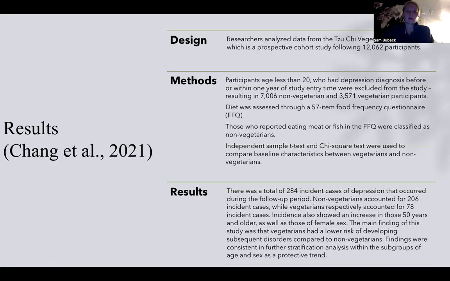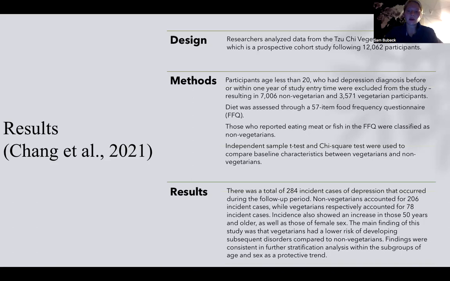The diet was assessed through a 57-item food frequency questionnaire, also referred to as FFQ. Those who reported eating meat or fish in the FFQ were classified as non-vegetarians. Independent sample t-tests and chi-square tests were used to compare baseline characteristics between vegetarians and non-vegetarians. So there was a bit more of a quantitative analysis using that t-test, but the focus was on the qualitative research within the study. There was a total of 284 incident cases of depression that occurred during the follow-up period. Non-vegetarians accounted for 206 cases, while vegetarians accounted for 78 incident cases.